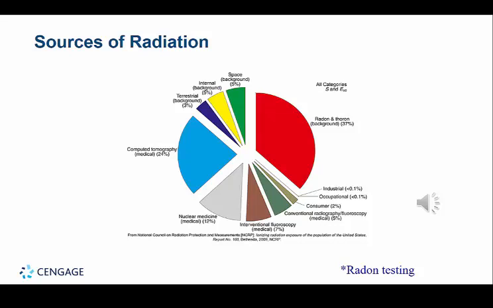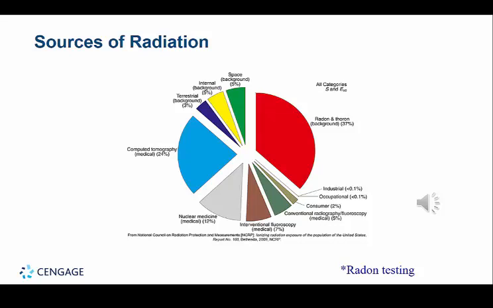This pie chart is the NCRP report number 160. Half of this chart is made up of natural radiations. The other half are man-made. Terrestrial, internal, space, and radon and thoron are all natural, while CT, nuke med, interventional, conventional radiography and fluoro, consumer, occupational, and industrial are all man-made.